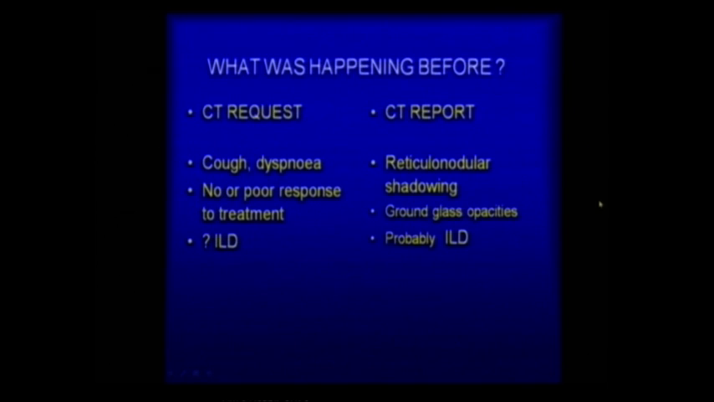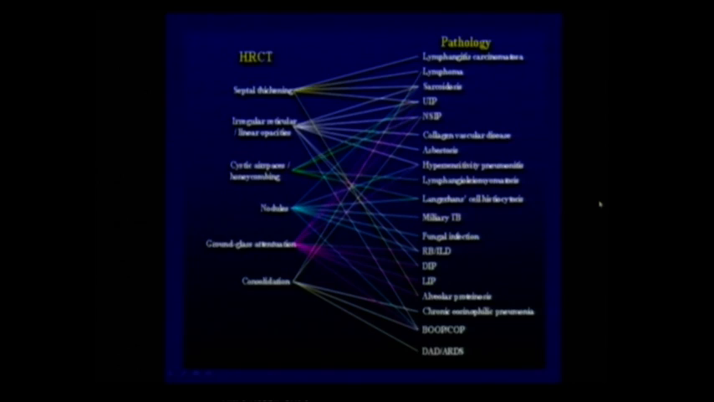And what was happening before the advent of HRCT? The CT request used to be something like this: cough, dyspnea, no or poor response to treatment, ILD. Before HRCT, the report also was like this: reticulonodular shadowing, ground glass opacities, probably ILD. That was how we used to report. But there is another problem: the findings are not strictly allocated to different diseases. They just overlap.